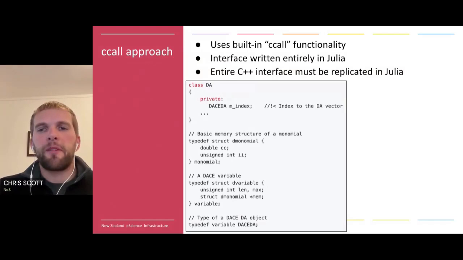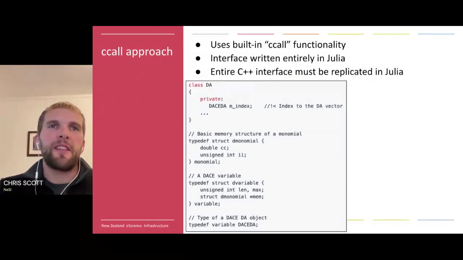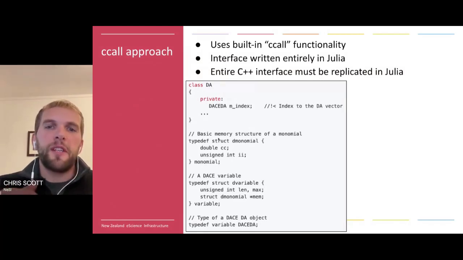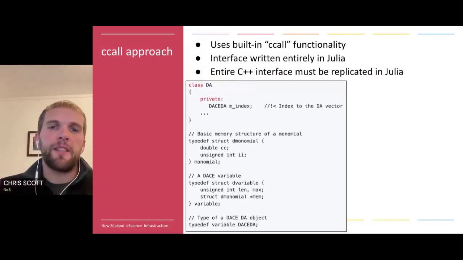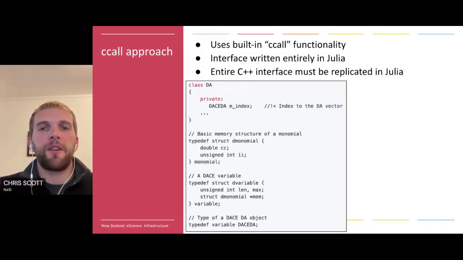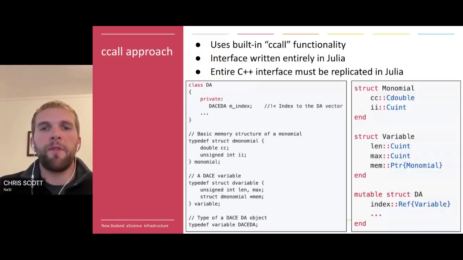So in order to be able to create the Julia interface, we need to understand a bit more about this type. So we have to dig into the C code, and we see that the DACEDA is a variable, which is a struct, and has a couple of unsigned integers and another struct, which is just a couple of numbers. And so in order to create the Julia interface, we actually have to replicate these structures in the Julia code before we can actually call the underlying C program.